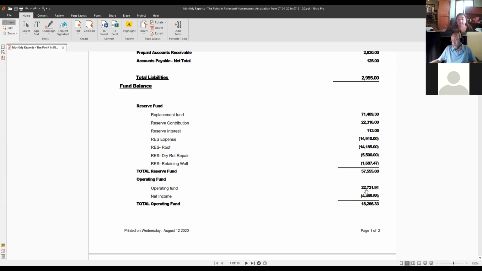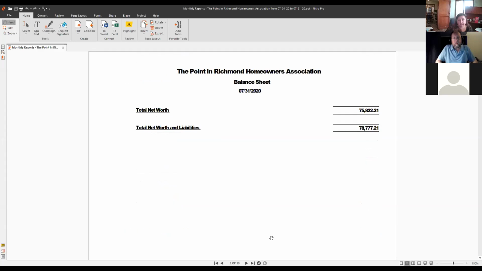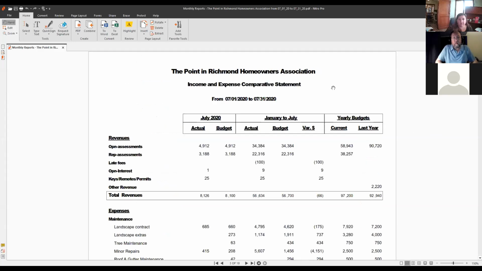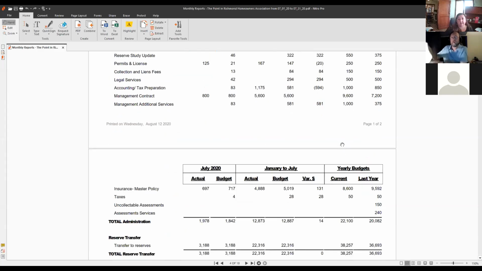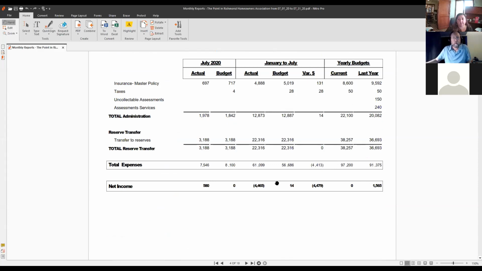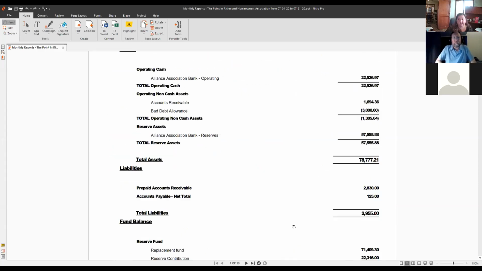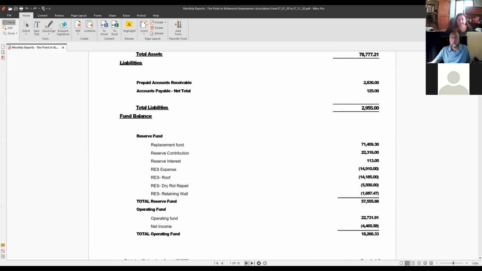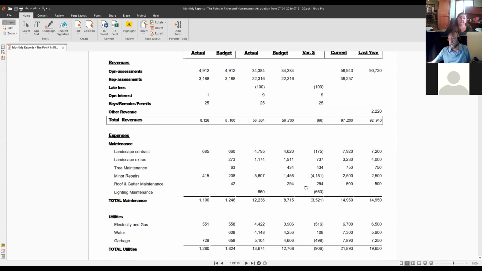So they have operating fund of $22,000, and certainly if this was the end of the year, we would be closing this number into this number, and they would be at $18,266. So this is the history of the operating fund and then the current net income. So what is the net income? We go over to our income and expense comparative statements. So that number that we just looked at the bottom, here's your 4465 number that we just saw back here on your balance sheet. So things to always look at.